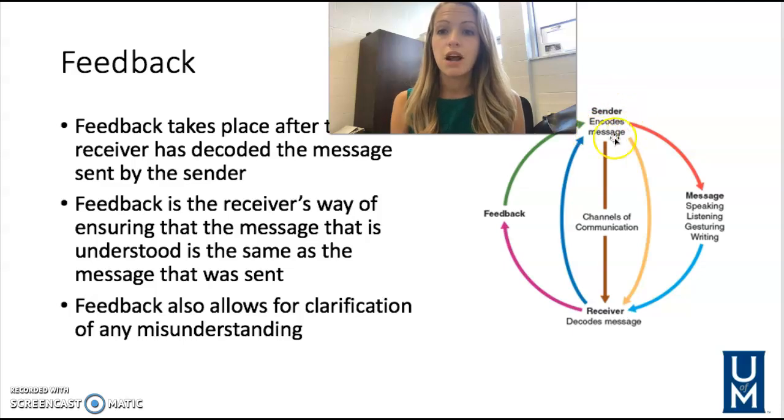And this is a nice little graphic you see here. We have our sender. They're the one that creates the message. We have the message and the channel of communication. Then we have our receiver. And then we have feedback that goes back to the sender so that the sender can say, no, that's not what I was saying. Or, yes, exactly, that's exactly what I was saying. So this is just a quick overview of our communication cycle. So be sure you understand this process and these 5 different steps.